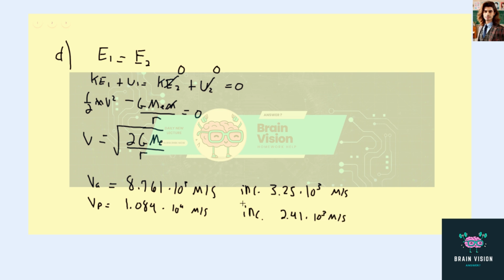So they're basically asking us which of these 2 points for leaving orbit would have a smaller increase in velocity. And so that looks like it'll be point P then.